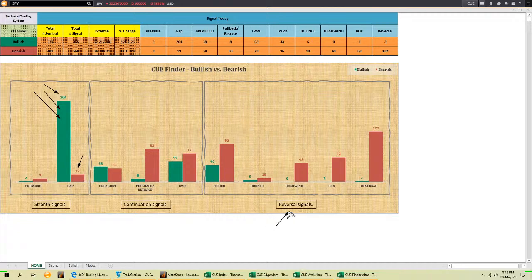If you look at the reversal signals, memory touch, many more stocks touched memory resistance, 96, than touched memory support. And out of them, more bounced down also than bounced up. In terms of the headwind reversal signals, many more were on the bearish side, 48 versus 0. For potential box trade setup also, 62 on the bearish side to possibly only one on the bullish side, and reversal candles also 127 on the bearish side to only a few on the bullish side.